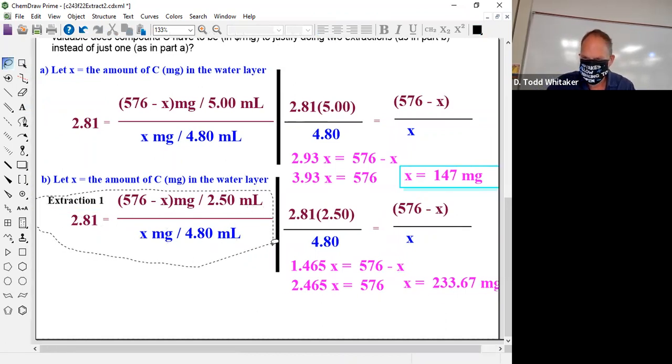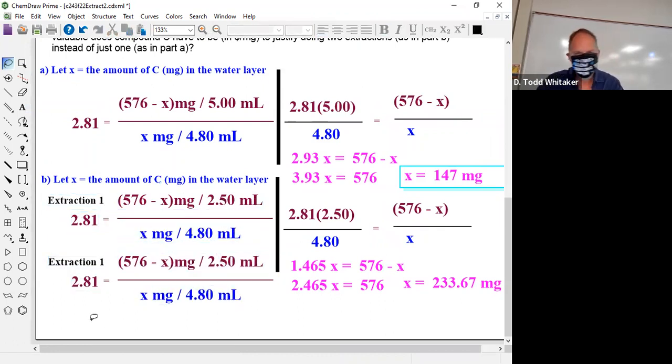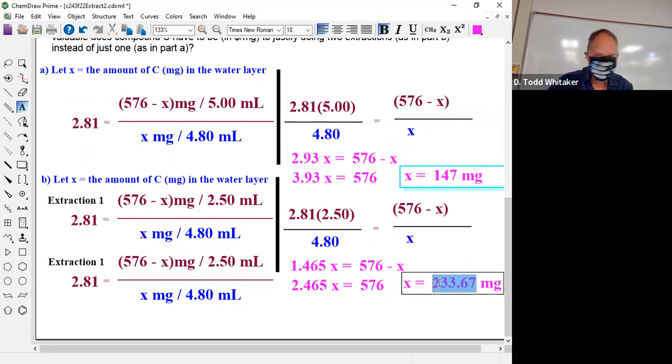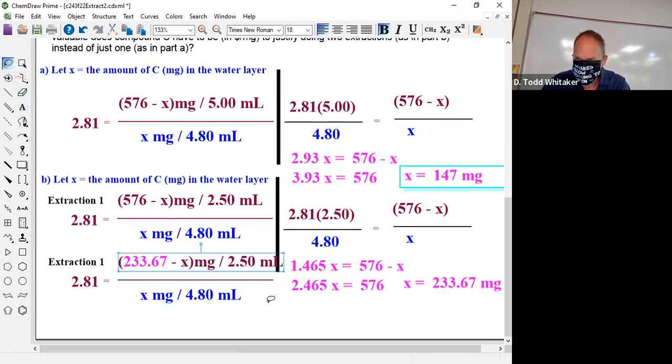Tell me how to edit extraction number 2. You do not start with 576. You're going to start over with this amount between the 2 layers. So copy, paste. All right. And how does that change the math on the right? Let's just go to a 16. We just changed the 576. That's all we changed. Correct?